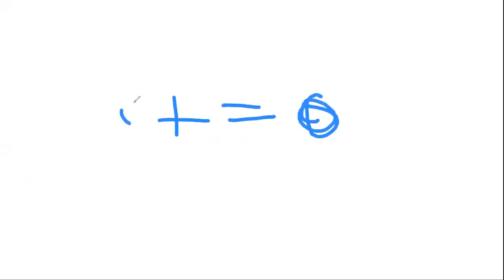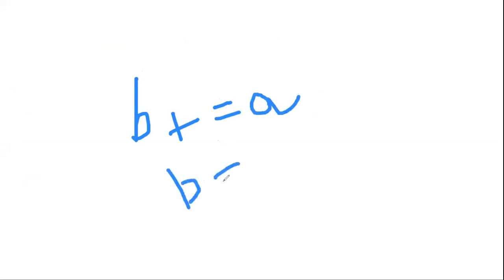Okay, whenever I say plus equals to, it means you are adding this to this. All right. So whenever I will say B plus equals to A, in full form, this is short form. Full form, it actually means B equals to B plus A.